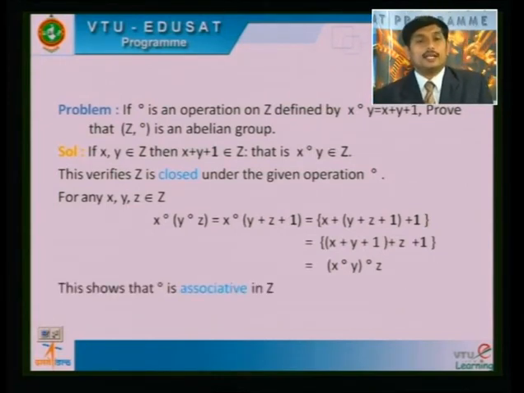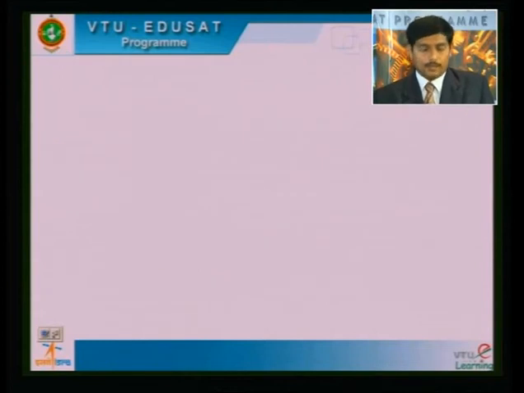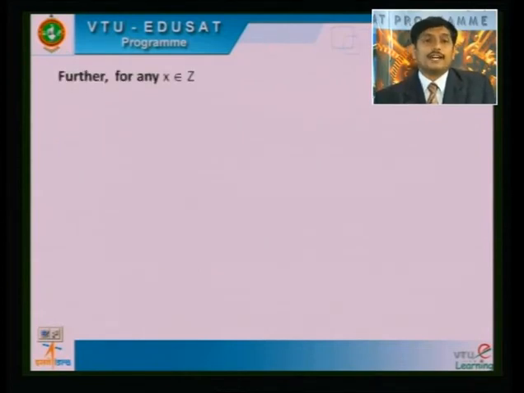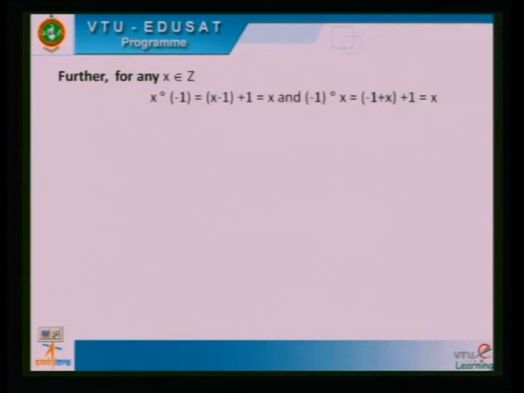Next, this shows the associativity in Z. Next, we can verify the identity. Here, we can take directly x star (-1) = x + (-1) + 1 = x, then (-1) operated on x equals -1 + x + 1, and you get that element. That is a star e equals a, that property.